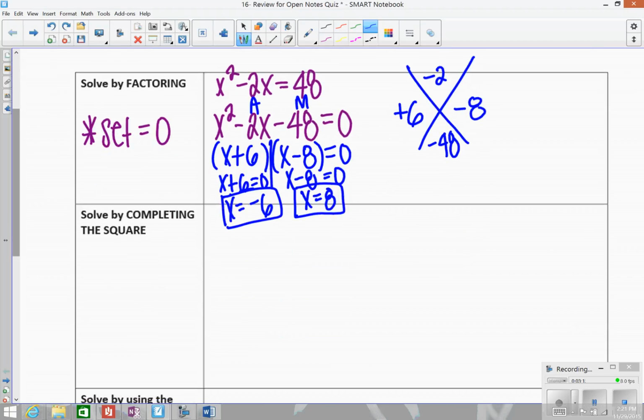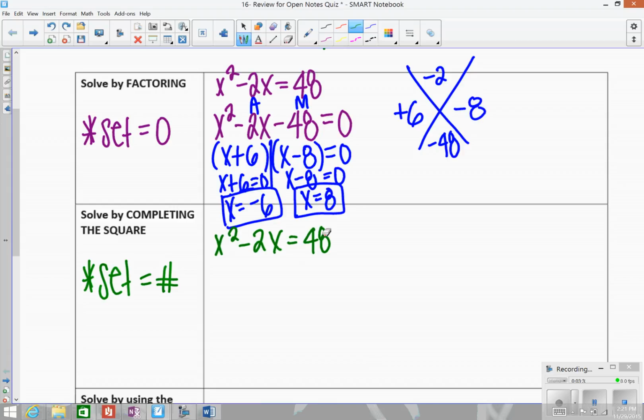So the next one here, solve by completing the square. This is different to start, where you have to first set it equal to the number. Instead of setting it equal to 0, you've got to have your equation equal to the number. So I'm going to start with my equation again: x squared minus 2x equals 48. Remember, it's got to be equal to the number. In this case, my quadratic is equal to a number, so I'm ready to complete the square.